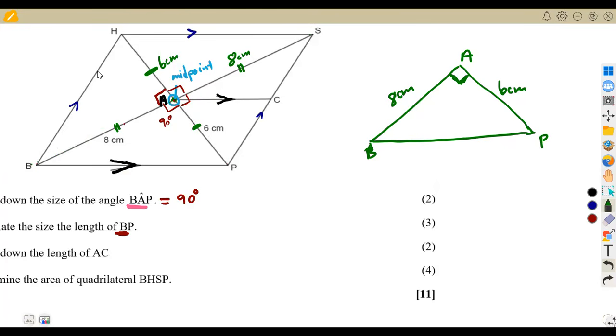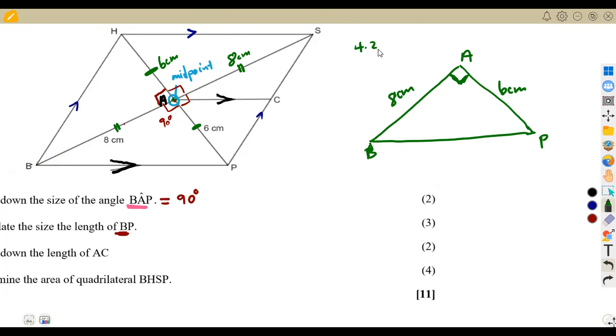So we could have even calculated BH because we know that BH is equal to BP, it is equal to HS. So you can calculate whatever that you want. It is the same triangle that you can see here. So by having it as a right angle triangle, we can apply our Pythagoras theorem, okay, so that we can be able to calculate this side.